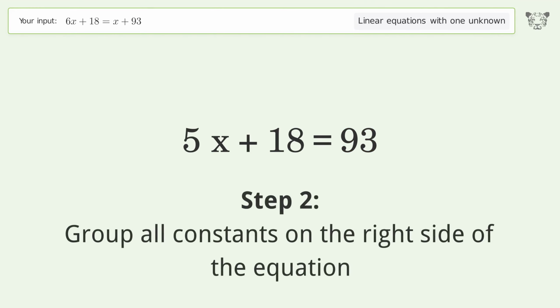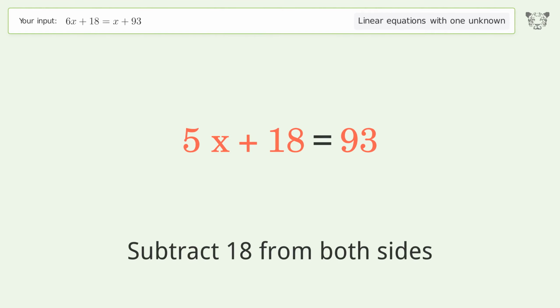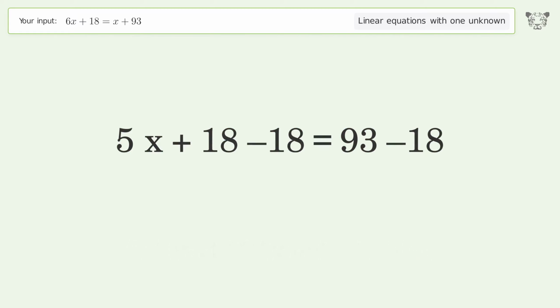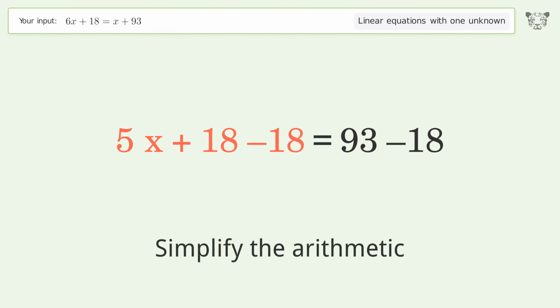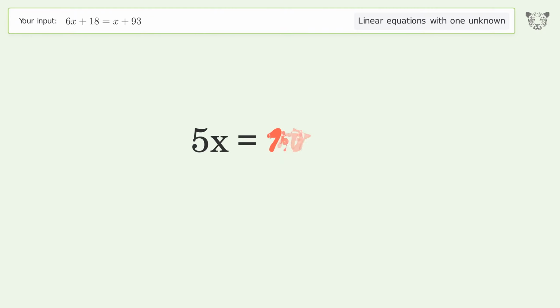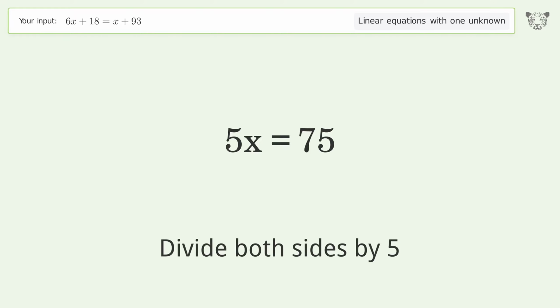Group all constants on the right side of the equation. Subtract 18 from both sides. Simplify the arithmetic. Isolate the x. Divide both sides by 5.